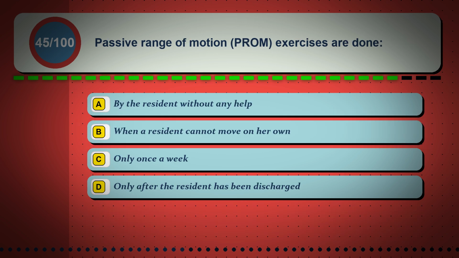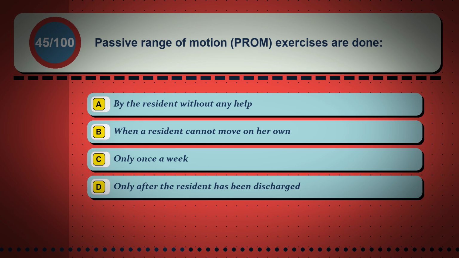Question 45. Passive range of motion, PROM, exercises are done. Option A, by the resident without any help. Option B, when a resident cannot move on her own. Option C, only once a week. Option D, only after the resident has been discharged.